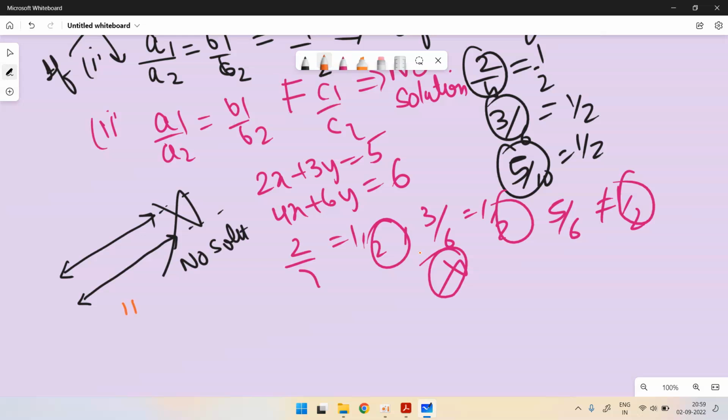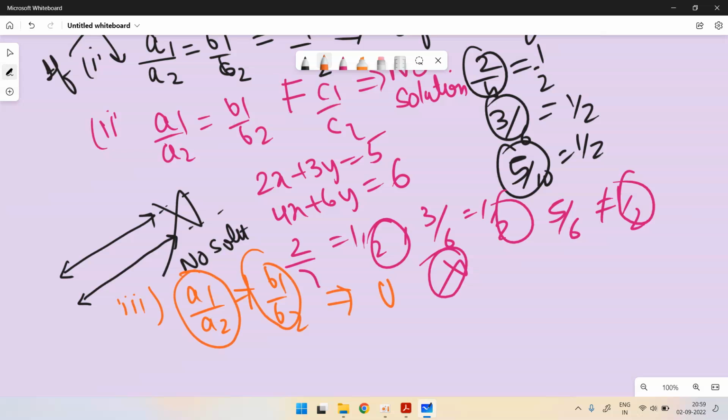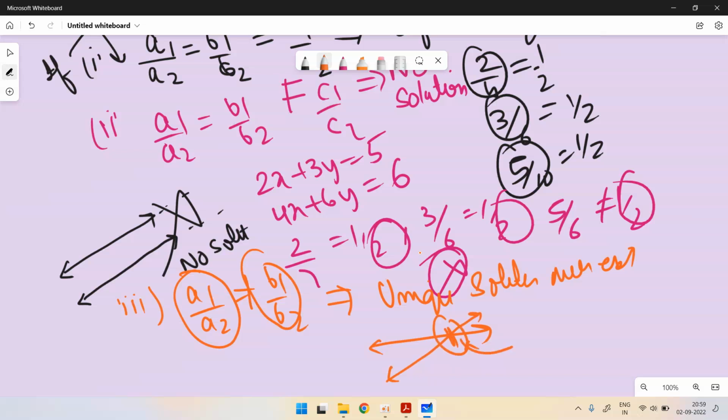Now third, a1 by a2 is not equal to b1 by b2. There is no condition for c. This is just a1 by a2 not equal to b1 by b2, which implies that a unique solution will exist. Why? Because the lines will be intersecting each other, and when the lines intersect, there will be one common point which is known as the solution of the pair of linear equations in two variables.